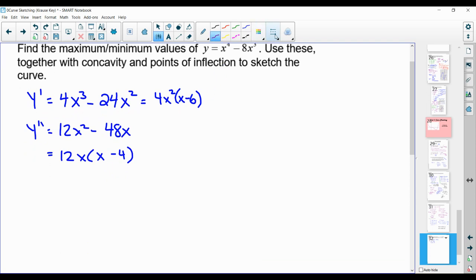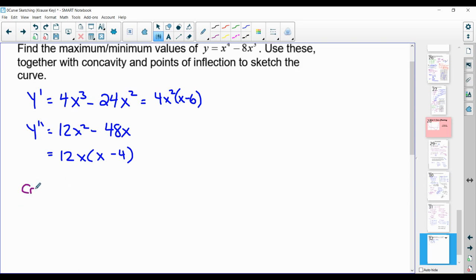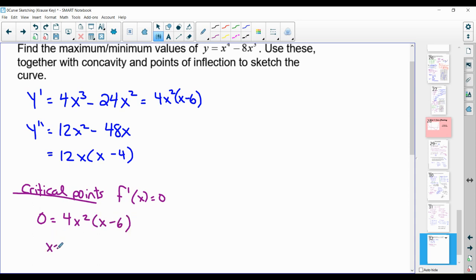So the first thing we're going to do is we're going to look for our critical points. And our critical points happen when the first derivative is equal to 0. And so we've already factored it from above. So 4x squared times x minus 6. Our critical points happen at x equals 0 and x equals 6.